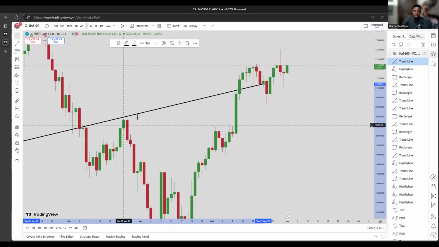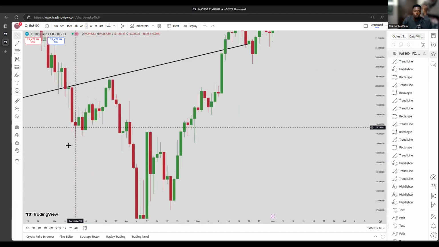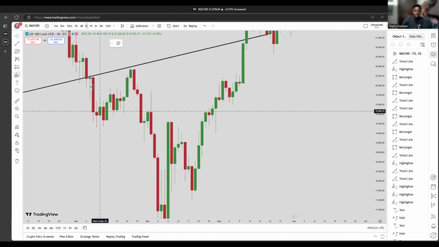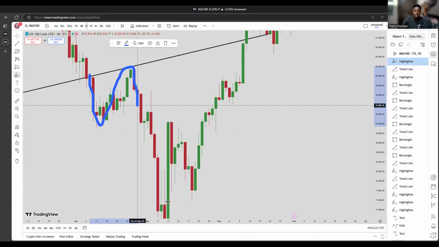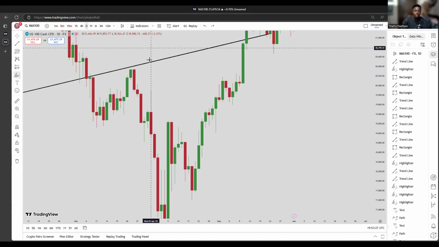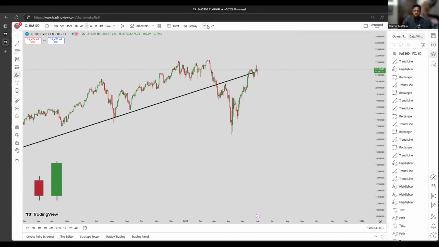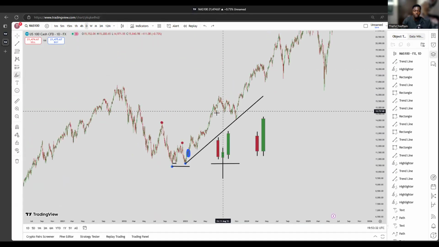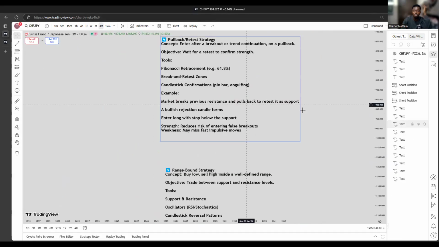So once you retest this level, what you need to do is to short, just like we talked about the other time. The break, the retest, the sell. I think I did this several times in previous classes where I used gold as our case study. So let's move to the next one.